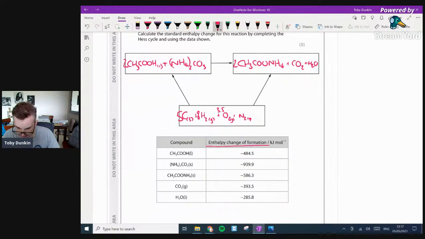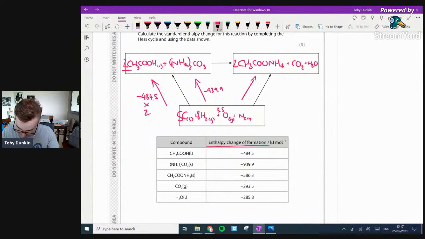Right, so it's a really stupid cycle, by the way. The formation of ethanoic acid liquid is minus 484.5. The formation of ammonium carbonate is minus 939.9. Oh, by the way, there's 2 of those, so I have to double that one.